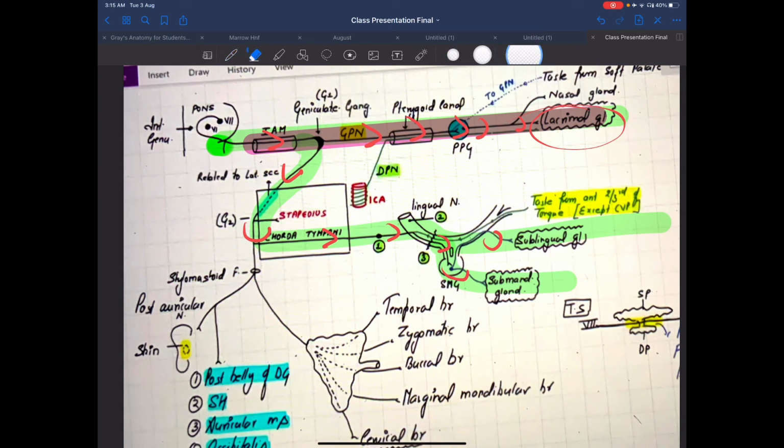So, the phenomenon of accidental mixing of secretory motor fibers for the lacrimal gland with the preganglionic fibers, which were supposed to supply the submandibular and sublingual glands after synapsing and relaying in the submandibular ganglion, leads to secretion of tears whenever the salivary glands are stimulated. This is called crocodile tear syndrome.